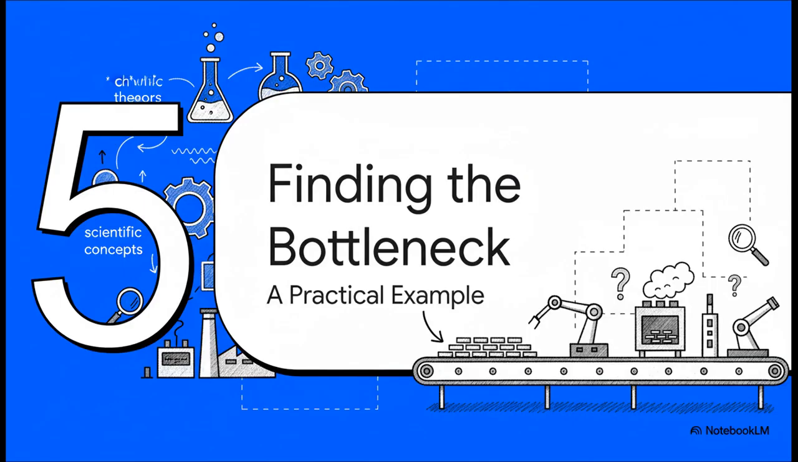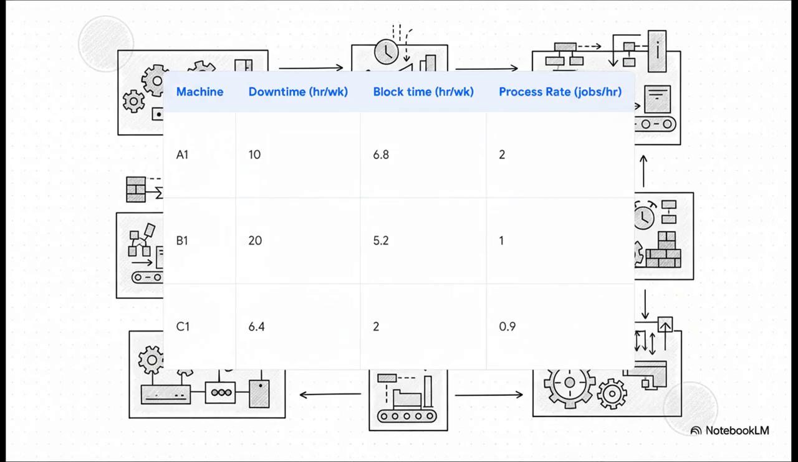Okay, so enough with the theory, right? Theory's great, but let's make this real. Let's actually apply these concepts and see if we can find the real bottleneck in a sample factory. So, we start with the raw data, just like you would in the real world. We've got a simple little factory here, 3 workstations, 10 machines in total. And we have all the typical data: how much downtime they have, how often they're blocked, and their raw process rate, which is basically how fast they could run in a perfect world with no problems.